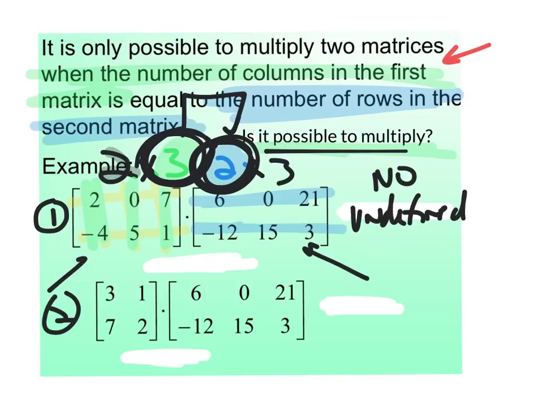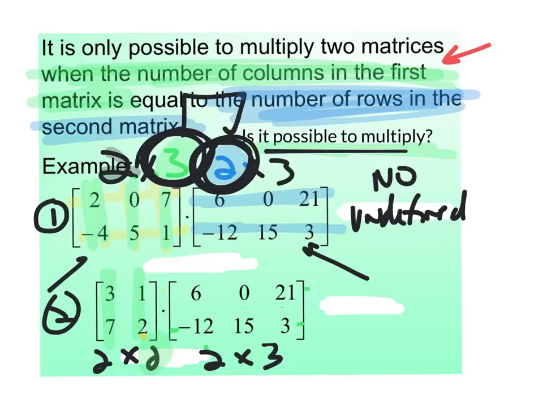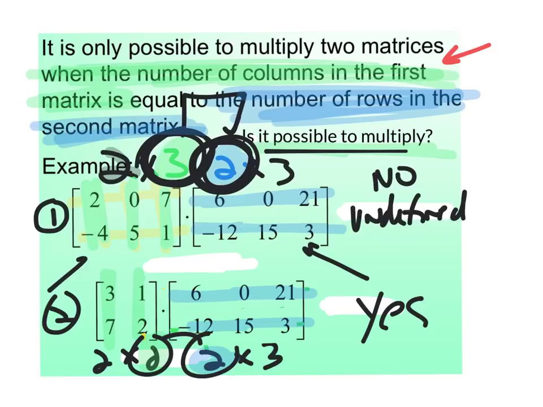Write out the dimensions of each matrix. The first matrix has 2 rows and 2 columns, so that's a 2 by 2 matrix. The second matrix has 2 rows and 3 columns, so that's a 2 by 3 matrix. So can you multiply these 2 matrices together? Is the number of columns in the first, that's 2, the same as the number of rows of the second, which is also 2? Yes, these 2 middle numbers match, so you can multiply these together. How do you do that? Well, we're going to use a calculator to check this, but right now the answer is yes.